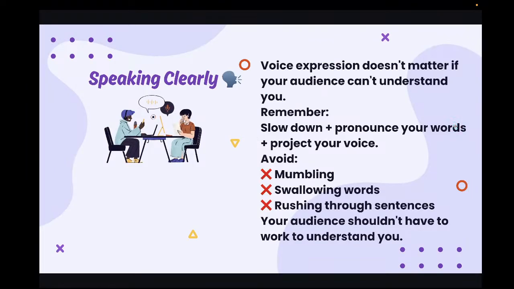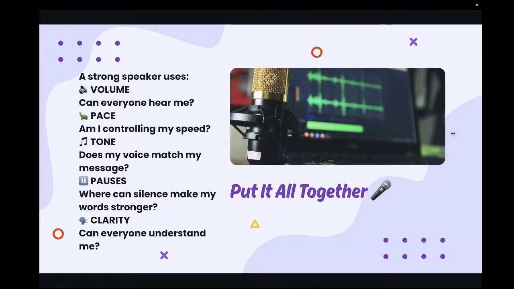Okay, speaking clearly. Your voice expression doesn't matter if your audience can't understand you. So remember, slow down, pronounce your words, project your voice, and avoid mumbling, swallowing words, and rushing through your sentences. Your audience shouldn't have to work to understand you. Okay, let's keep on going.